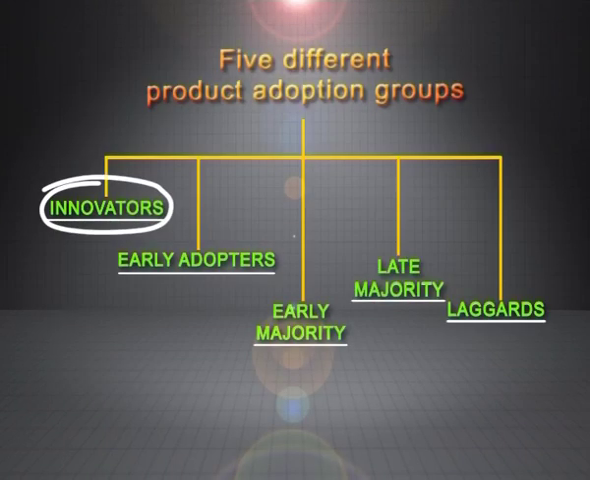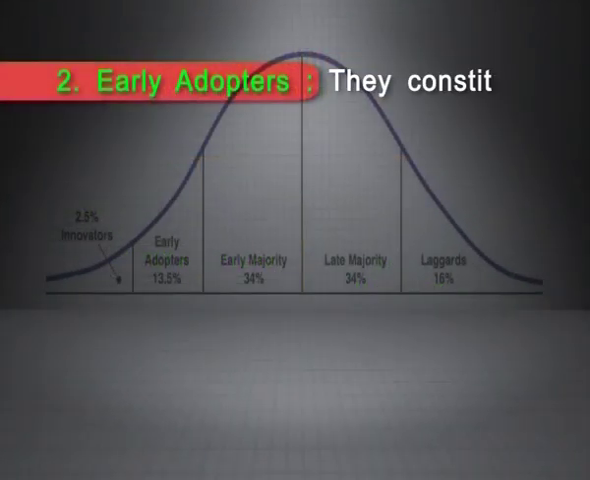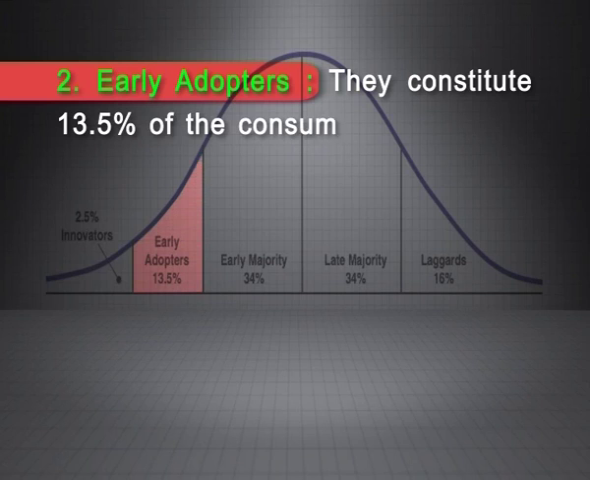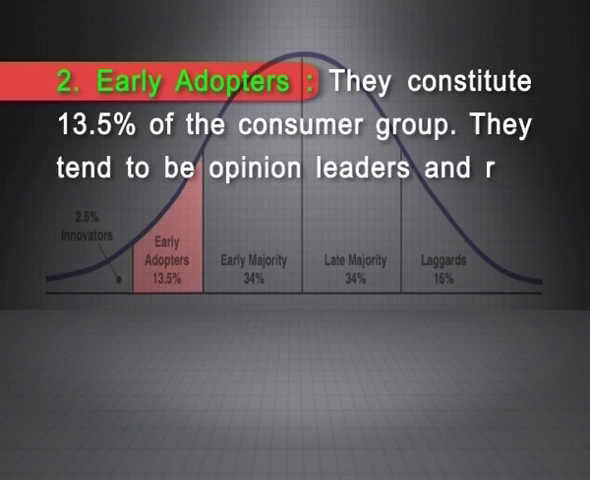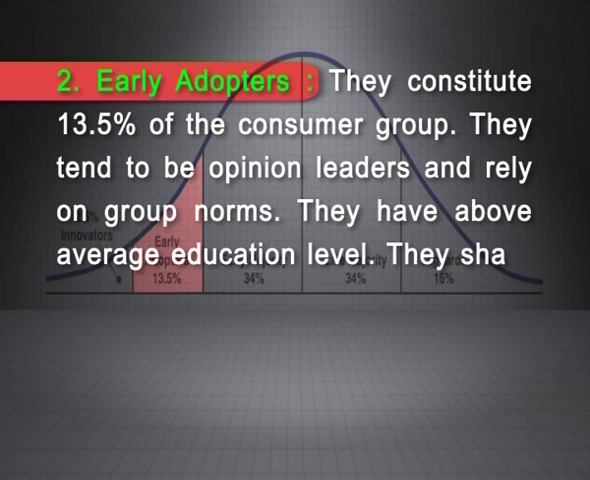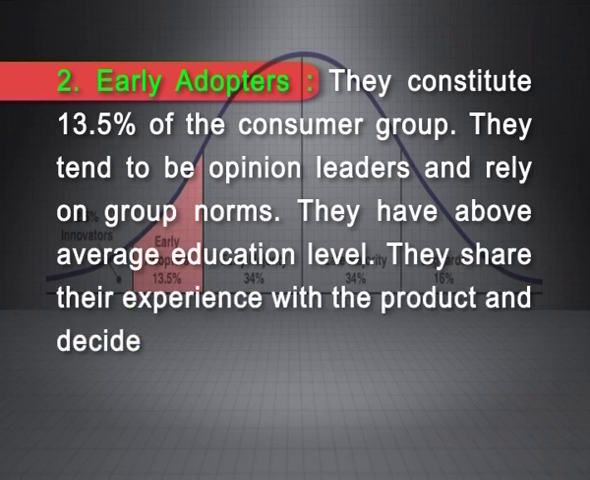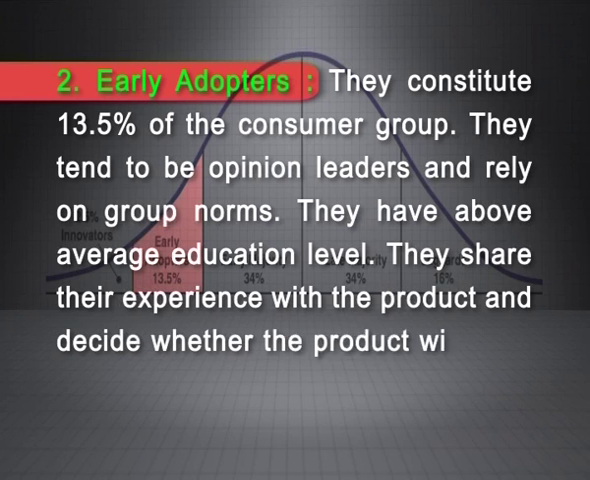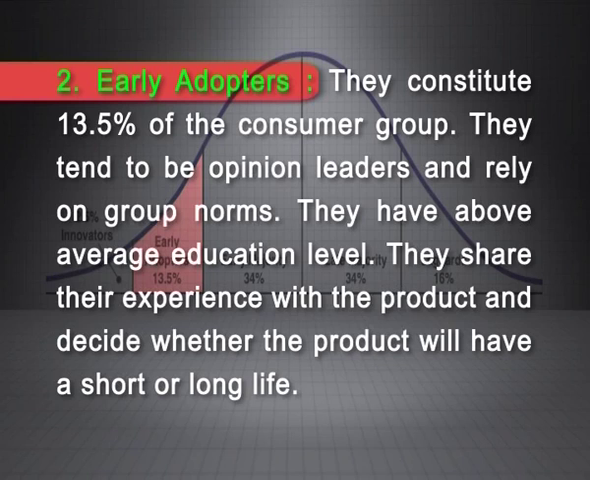The second group of consumers is called early adopters. They constitute 13.5% of the consumer group. They tend to be opinion leaders and rely on group norms. They have an above average education level. They share their experience with the product and decide whether the product will have a short or long life.